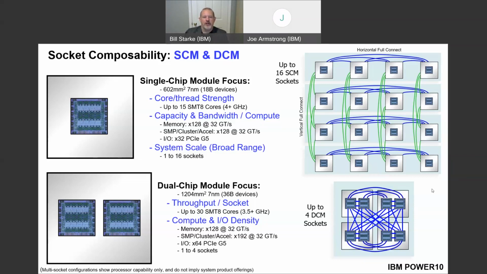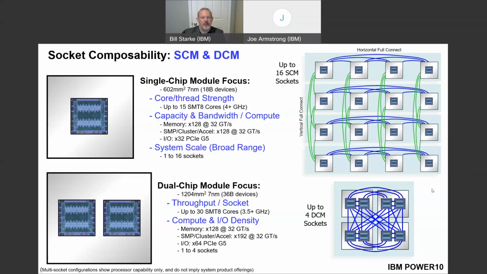The focus there is on core strength. Because it's a single chip module, we can devote all the energy and all the cooling to that one chip. From a capacity and bandwidth standpoint, all of the signaling that feeds in and out of that module can go to that one chip. And that gives us more flexible connectivity, where we can attach up to 16 sockets.